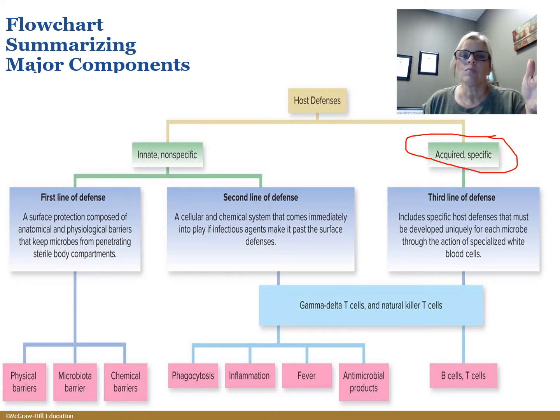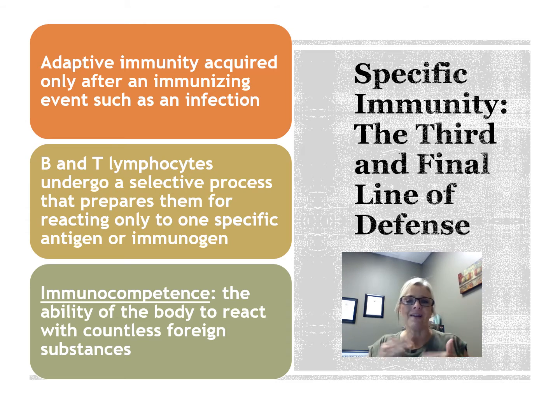We are not born with this. We acquire it in our life as we live our life, after we are exposed to various pathogens. This is where our antibodies generally lie, okay? Our B cells and our T cells. Acquired or adaptive immunity is the product of B and T lymphocytes. These are very specific to one specific antigen or immunogen, okay?